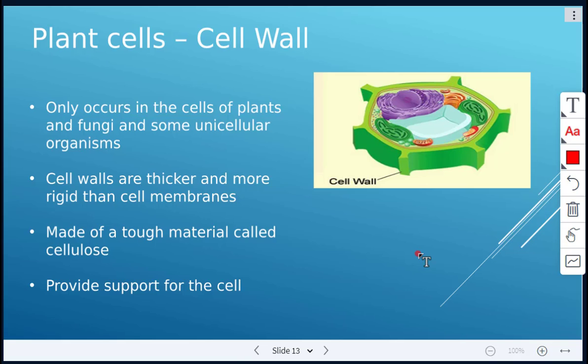Now, plant cells will still have a cell membrane as well. So the outer layer is the cell wall, and then that inner layer here is the cell membrane.